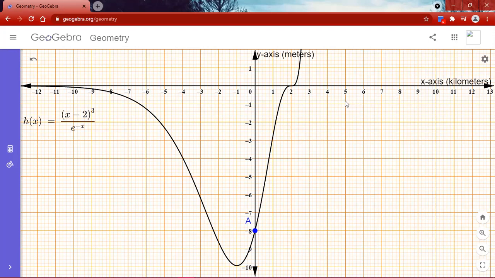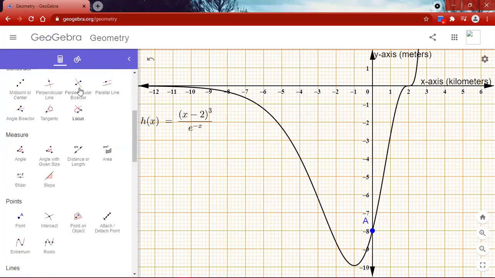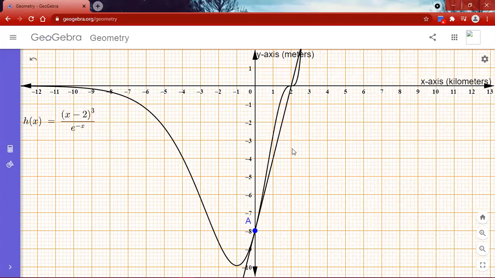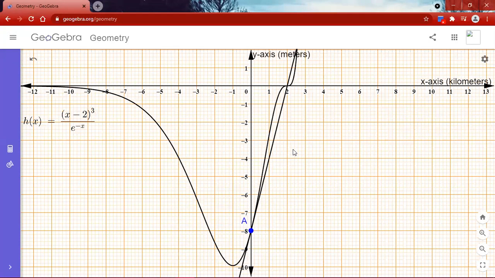Good. So let us now look at the gradient. And we have our y-axis, which represents the depth of the seabed in meters, the depth of the seabed below the surface of the sea in meters. Good. So what I'm going to do is to draw a tangent line at the point A. That is my tangent line here. Clearly you can see that.